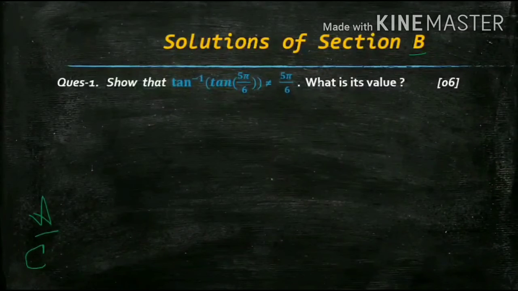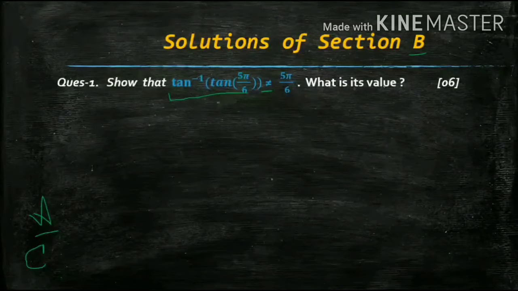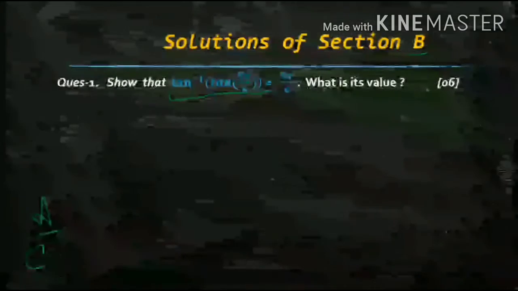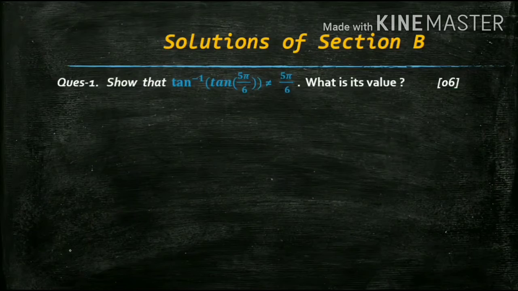So question number 1 was, you have to show that tan inverse of tan 5 pi by 6 is not equal to 5 pi by 6, and then you have to find the value. That means you have to find this value. If it is not equal to this, then what is its value? And the question was for 6 marks. I hope you have already done this question, because this is also an easy question. Actually, I should not say easy, I will say very easy question.